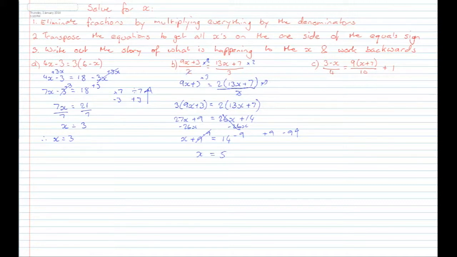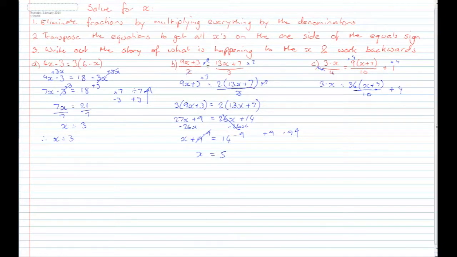Alright, finally, part C says 3 minus x over 4 is equal to 9x plus 7 over 10 plus 1. What we need to do is, of course, once again get rid of these fractions because they're ugly and we don't like them. So to do that, we're going to multiply everything by 4. So times by 4, times by 4, and times by 4. It's even including the 1 here. So the 4 and the 4 will cancel out, so you end up getting 3 minus x is equal to 4 times 9 is 36, x plus 7 over 10 plus 4.